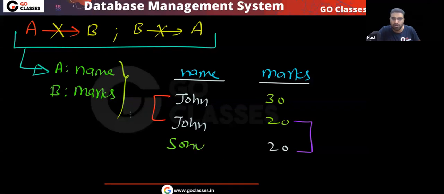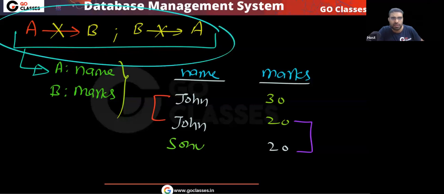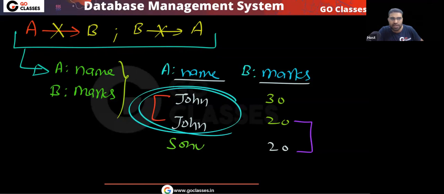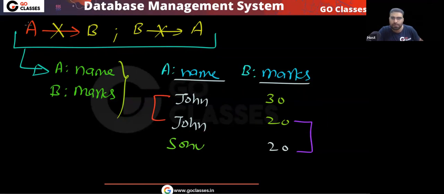I hope you understood. This is the situation where A does not determine B, and B does not determine A. If you know the value of A, can you determine the value of B? No. If you know the value of B, can you determine the value of A? No. In these two tuples, the value of A is the same, but the value of B is different. In these two tuples, the value of B is the same, but the value of A is different. I hope you understood. Is this clear?